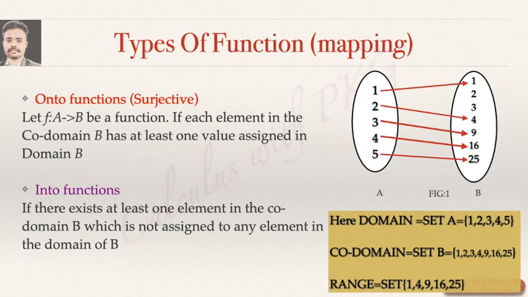And what about range? Remember, range only consists of the output values of the function. Here the output values of the function are 1, 4, 9, 16 and 25. Now we can see here range is a subset of codomain but not a proper subset. That means the elements of range do not include all the elements present in codomain. So this type of function is known as into function.